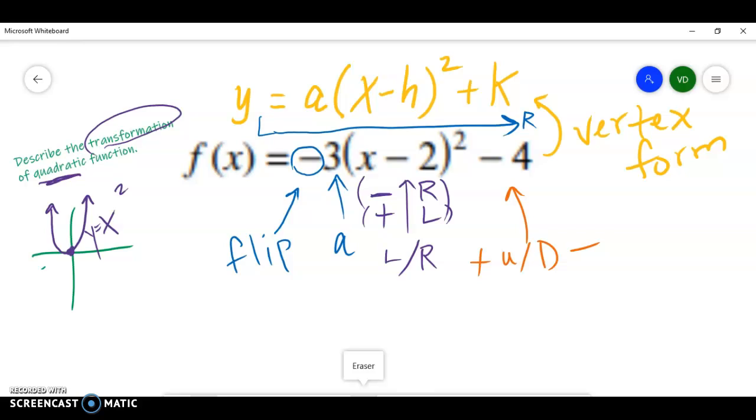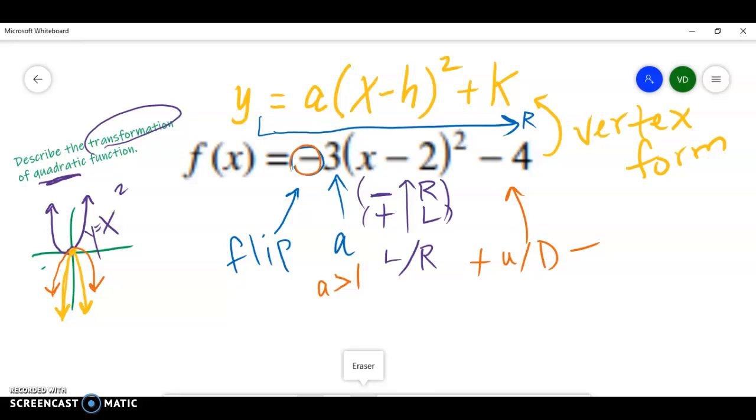If I was reading this exact problem from left to right, I know that my parent function would have flipped down. So I'm going to adjust this one over here on the side. It's going to be flipped down. I'm going to do one step at a time. That 3, because that a is bigger than 1, is going to make it tall and skinny. So it's still flipped down, but now it's tall and skinny. Notice how my vertex is still in the same spot.